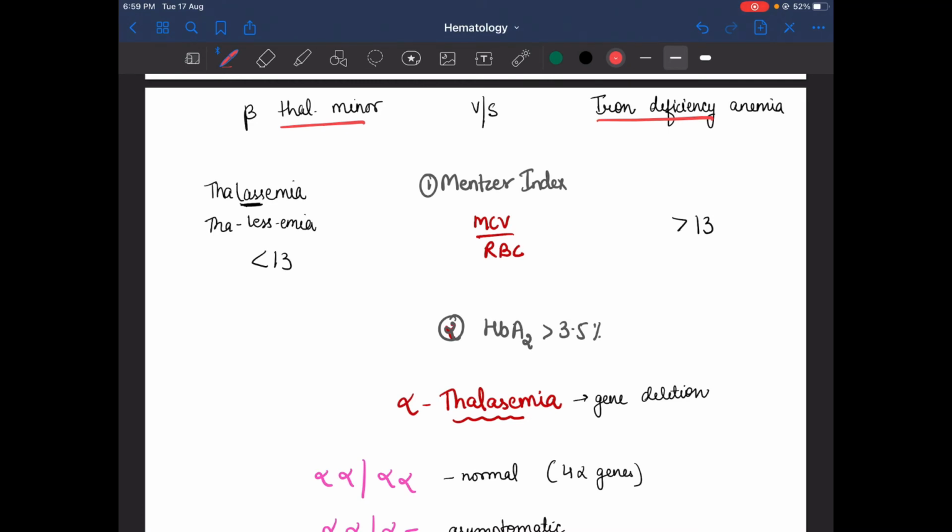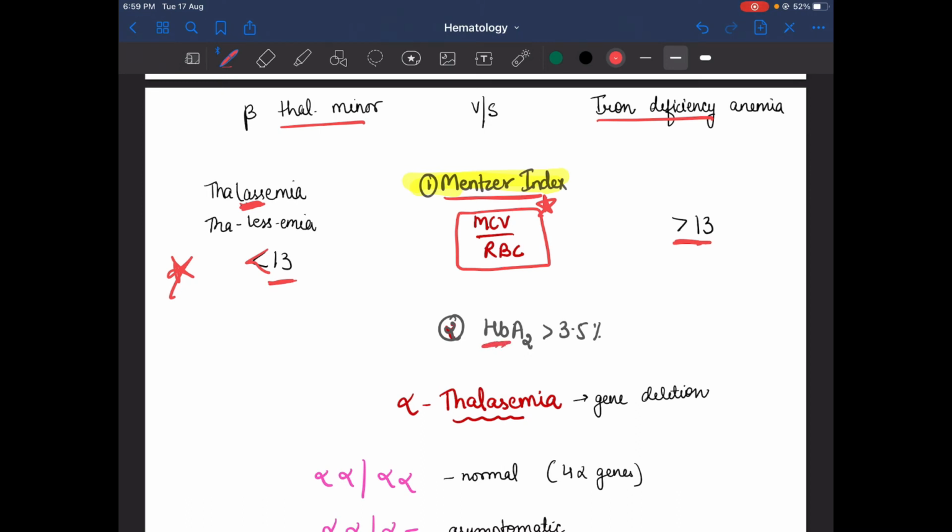First one is the Mentzer index. How do we calculate it? We calculate it as mean corpuscular volume upon red blood cell count, MCV upon RBC. This is the formula for the Mentzer index. In beta thalassemia, as the name suggests, less, the Mentzer index is less than 13, while in iron deficiency the Mentzer index is more than 13. This is the first point of differentiation between beta thalassemia minor and iron deficiency anemia.